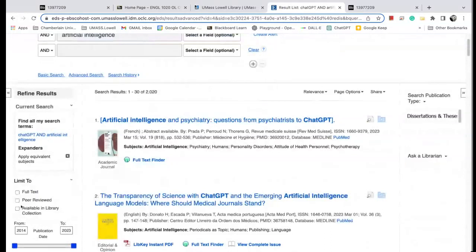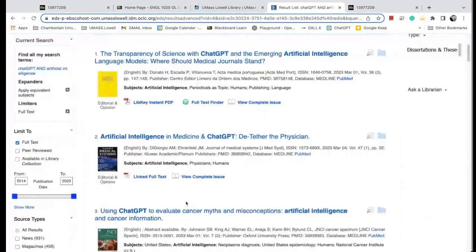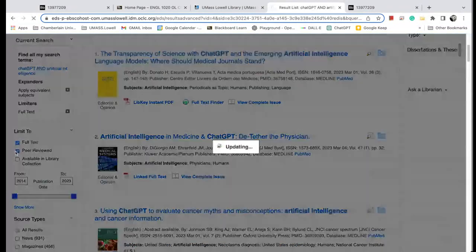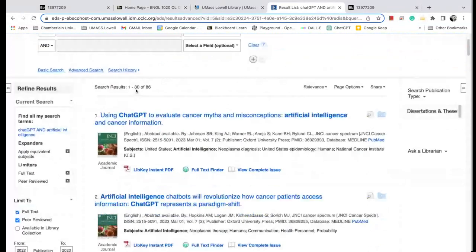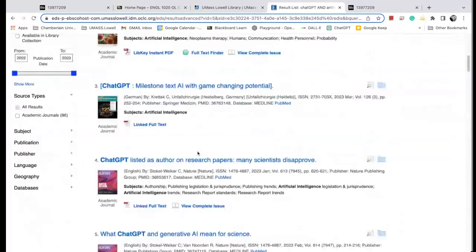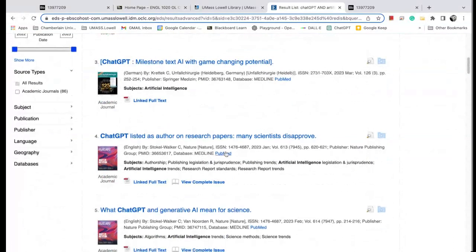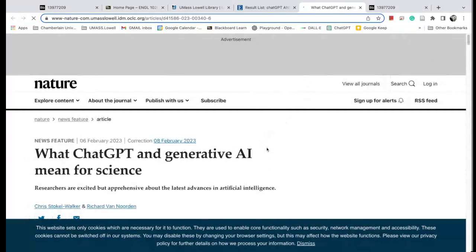All right. So I have, again, with the full text, you want to try to find two that are peer reviewed. So journals. So how much do we have here? Okay, not too many because I've actually put in ChatGPT and AI, right? Those are limiters. If I just put artificial intelligence, I'll probably get more and so on.